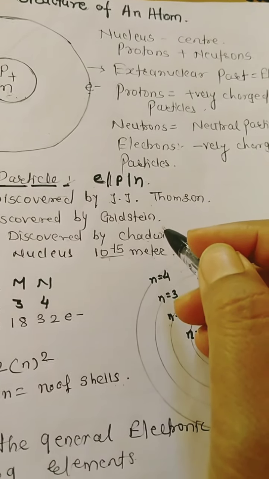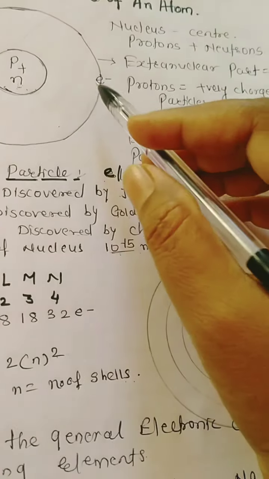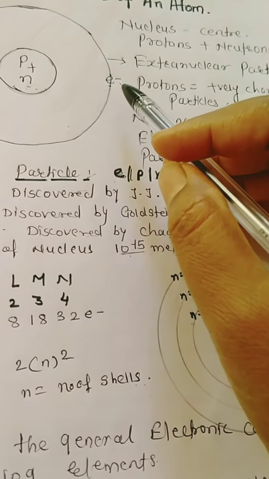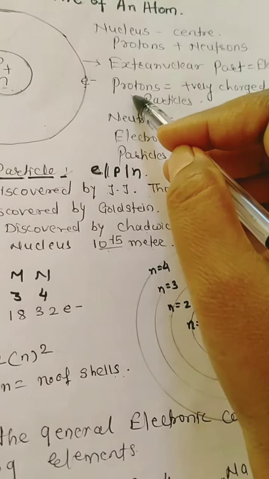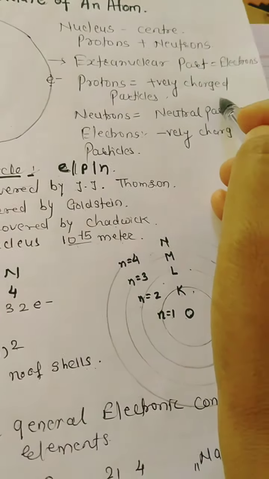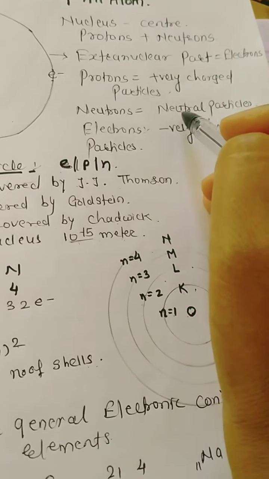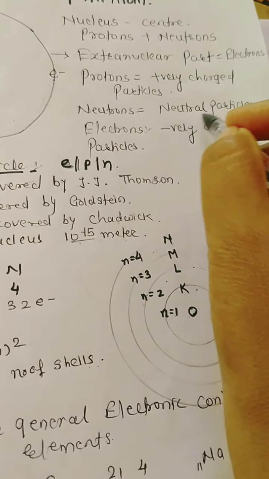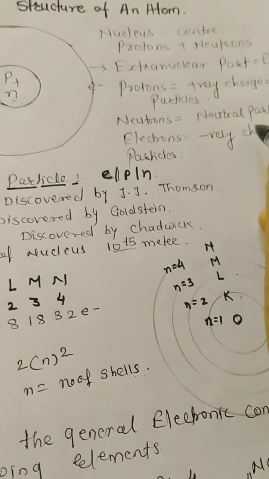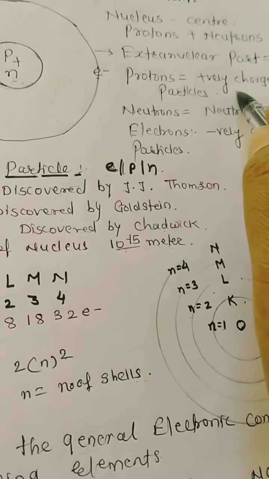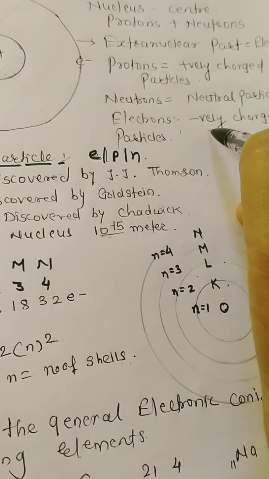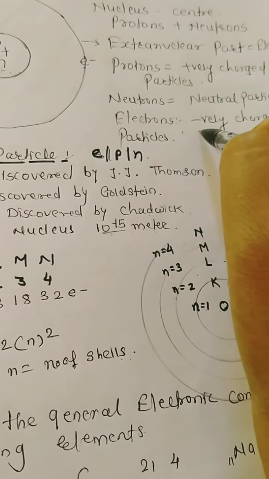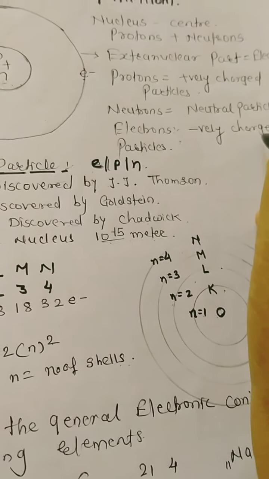So students, the charge of electron is negative. Electron is a negatively charged particle. Proton is a positively charged particle, and neutron has no charge, means it is a neutral particle. Neutron neutral होता है, proton positively charged होता है, and electron is a negatively charged particle. Electron का charge होता है negative.